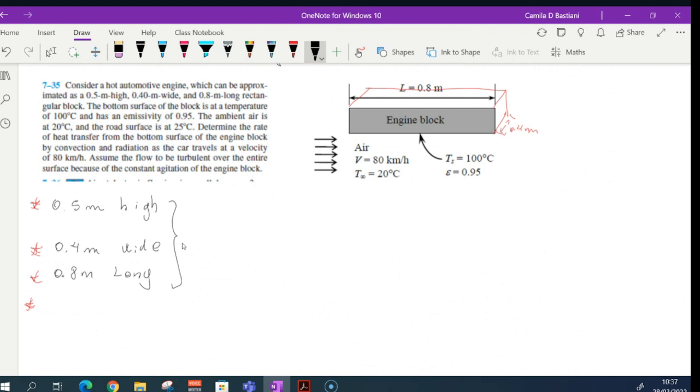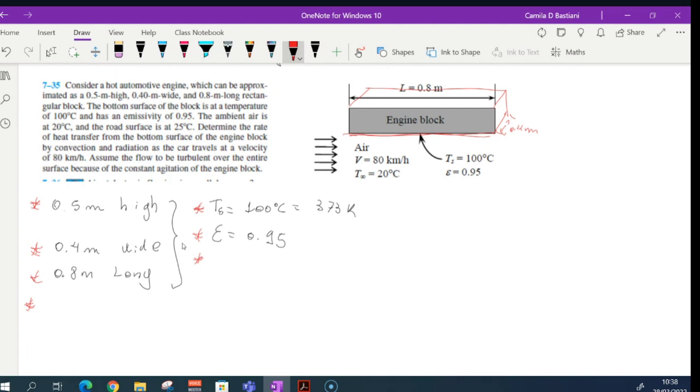The bottom surface of the block, this surface here, is at a temperature of 100 degrees Celsius, or 373 Kelvin. And it has an emissivity of 0.95. Remember that in the previous one, they told us that my radiation was negligible. In this case, they're giving us the emissivity. We might need to use it.